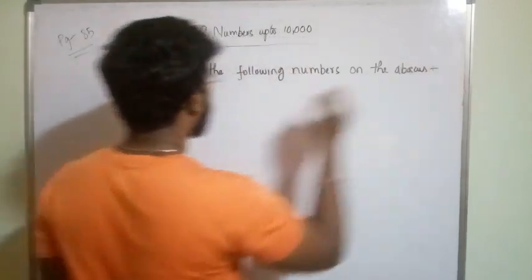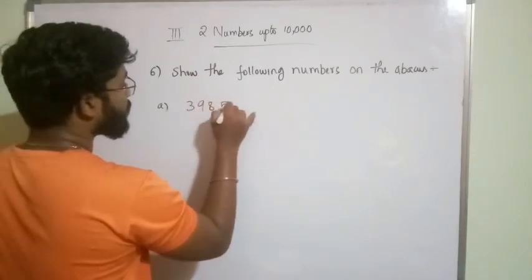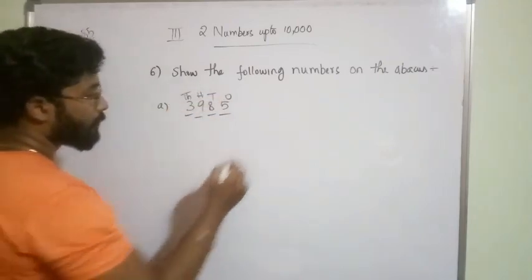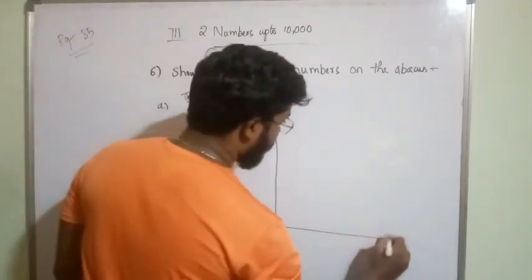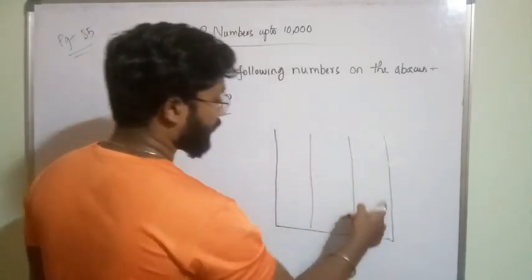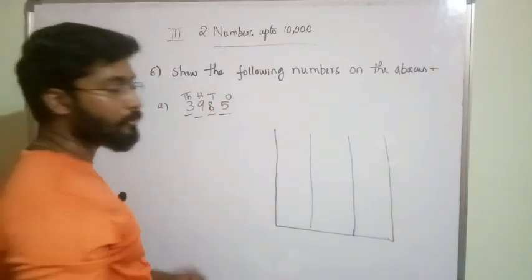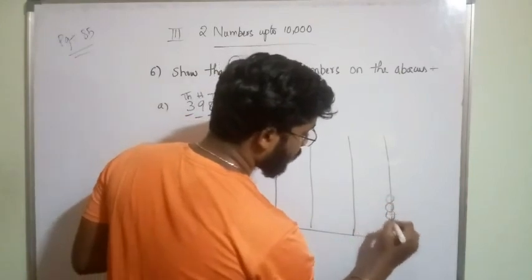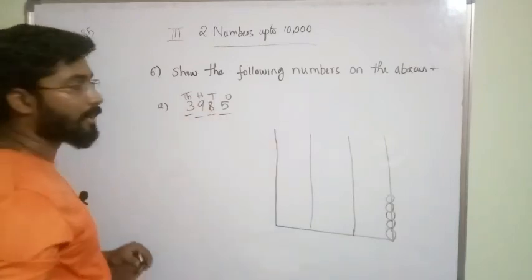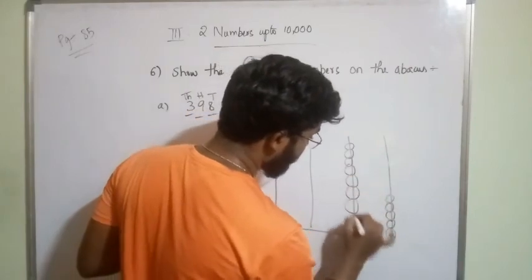Okay. So A, first one, the number is 3985, means this is ones place, tens place, hundreds place, 3 is in thousands place, no? So I am drawing the abacus. So ones, tens, hundreds, thousands. Okay. So in ones rod 5 is there. How many beads I should draw? 5. 1, 2, 3, 4, 5. In tens rod 8 is there. How many beads I should draw in tens rod? 1, 2, 3, 4, 5, 6, 7, 8.